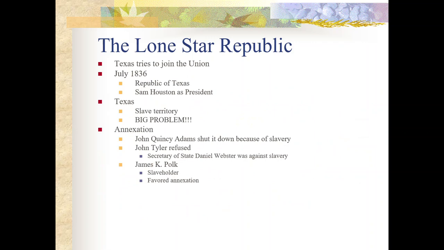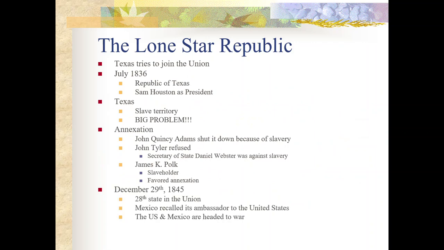John Quincy Adams pushes for it to be shut down. He does not want to annex Texas because he doesn't want to see the extension of slavery. John Tyler refused. Secretary of State Daniel Webster was against slavery, but they're going up against an expansionist president, also a president who himself is a slaveholder. So James K. Polk is in favor of annexation and continues to push to annex Texas, to the point that in December of 1845, it will become the 28th state of the Union.